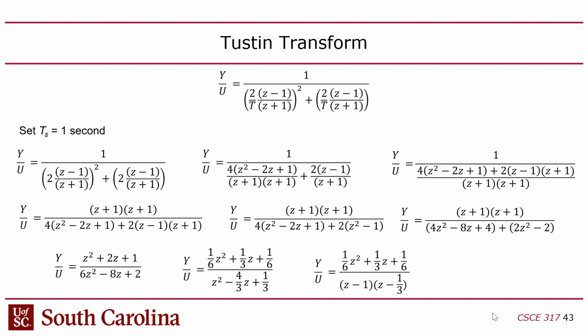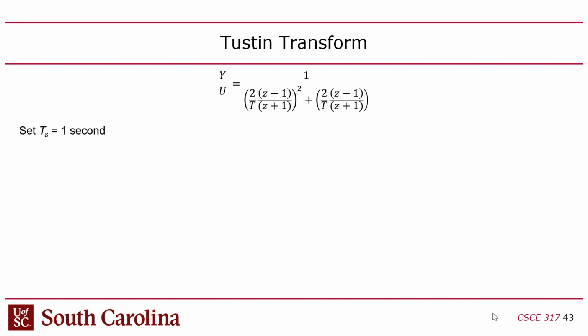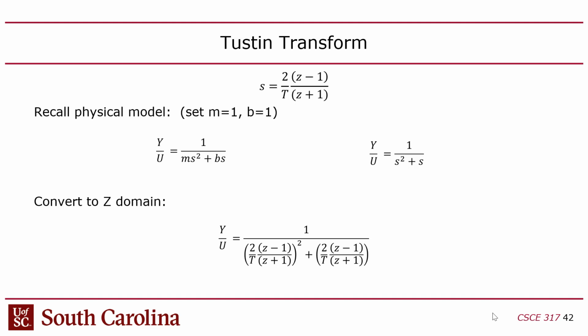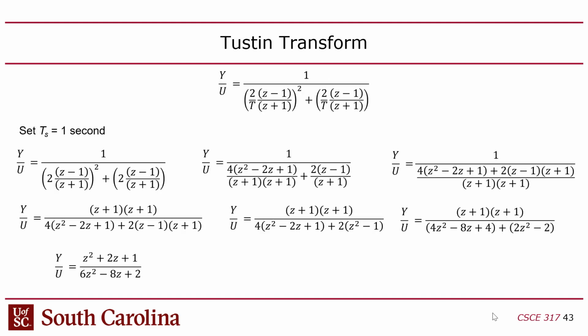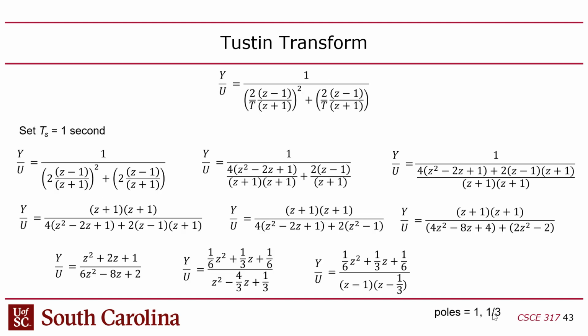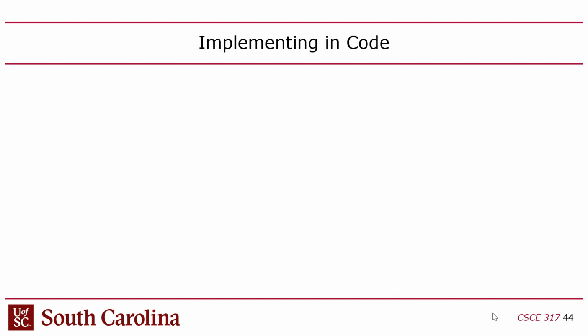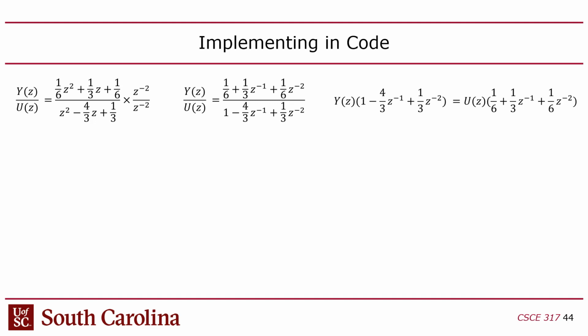Now notice, remember, this guy originally had poles. The poles of this guy in the S domain were 0 and -1, right? So he was unstable. But now in the Z domain, the poles are much different. The poles are at 1 and 1/3. So what does that mean? Well, I don't know, because it's harder to tell if it's stable in the Z domain.